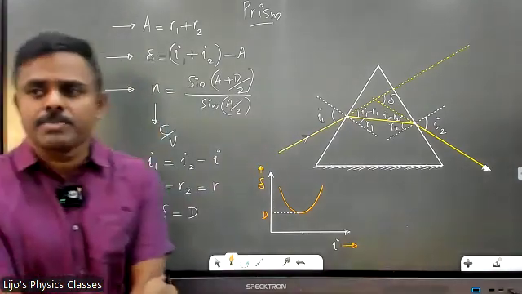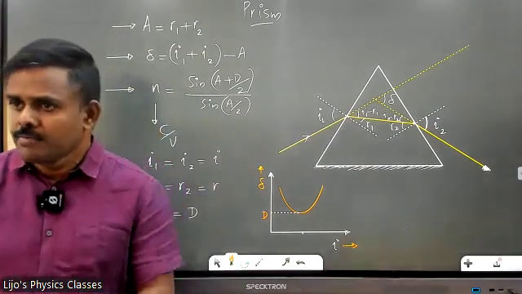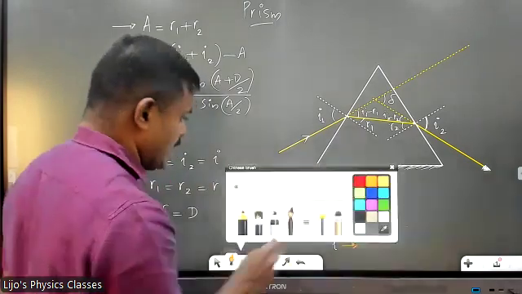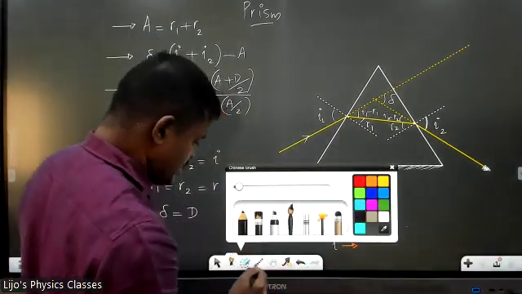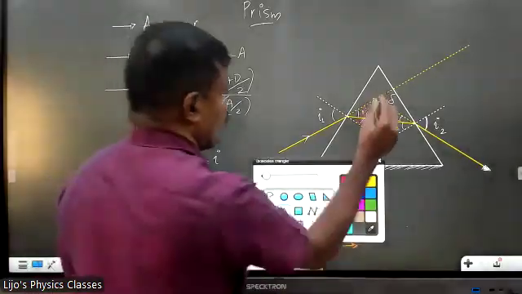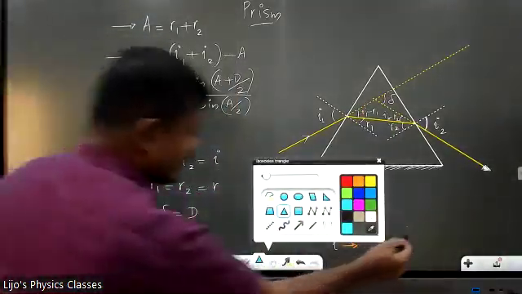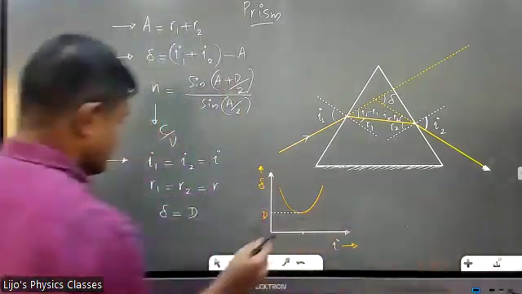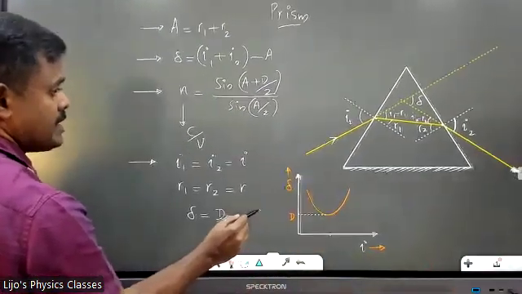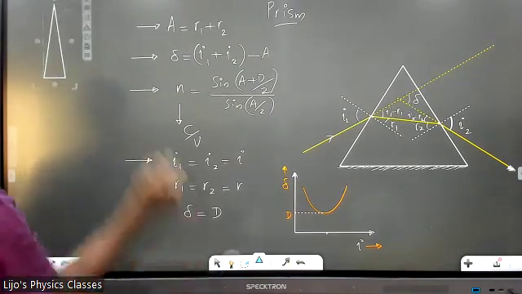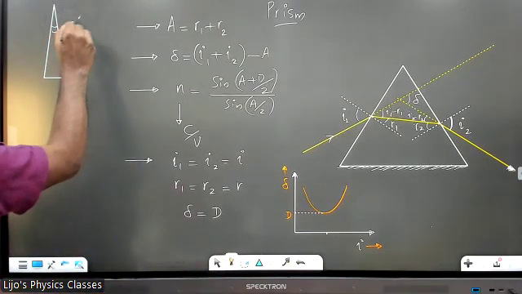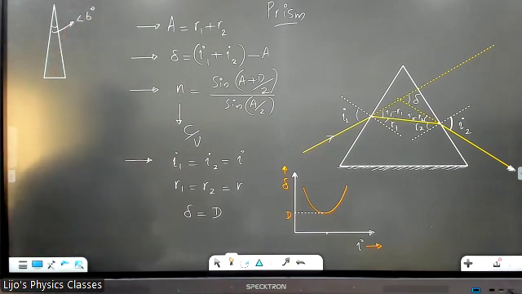So that's all about the first part of prism. We'll do questions now. One more thing is there. For a small angled prism, what is a small angled prism, if you remember? A prism whose angle is less than 6 degrees. This is called a small angled prism.